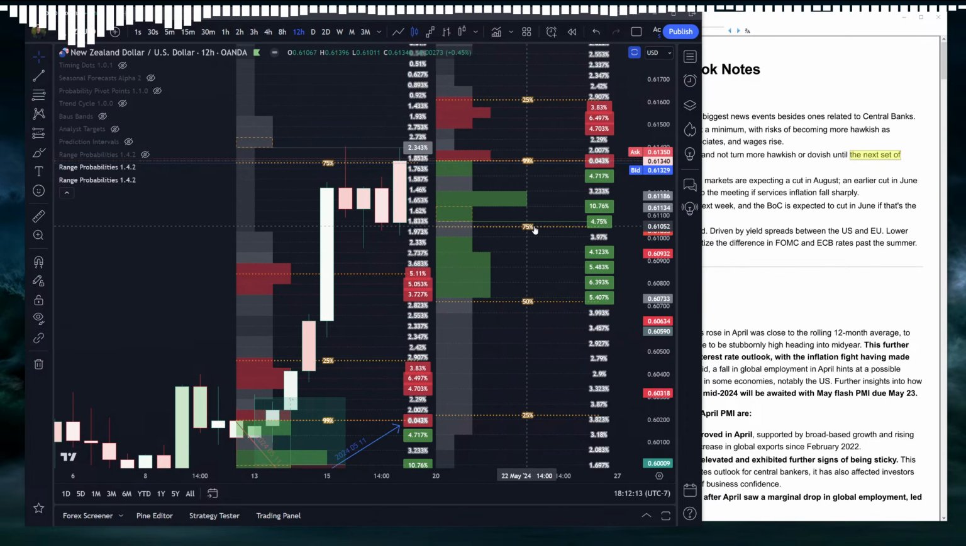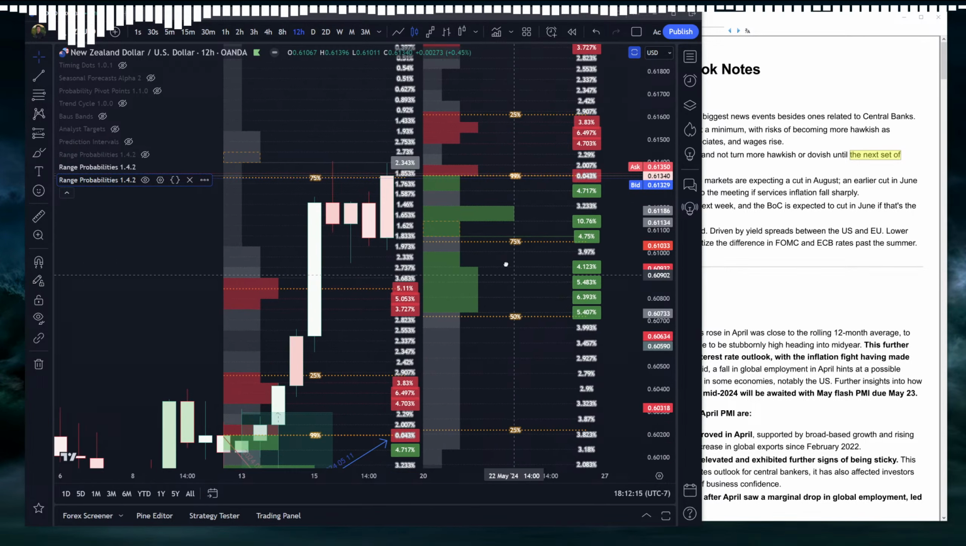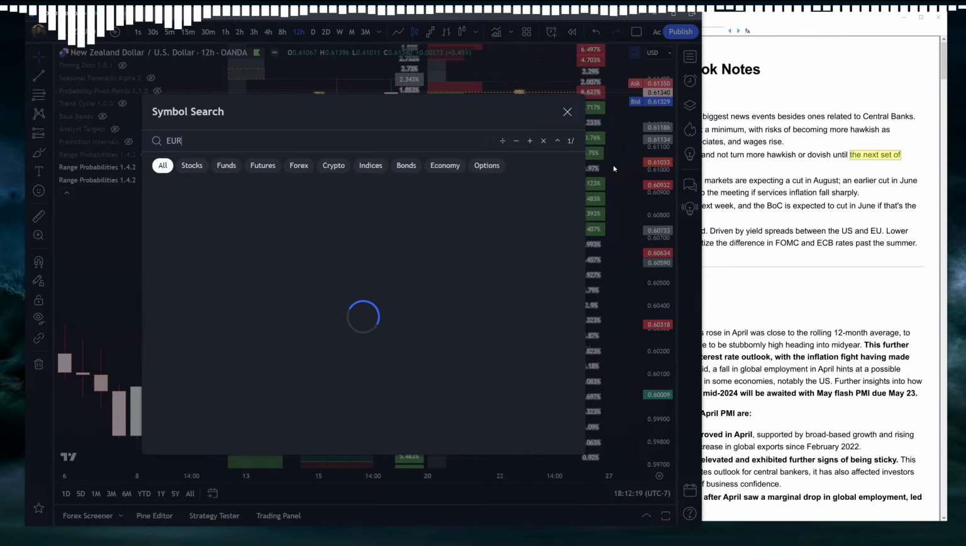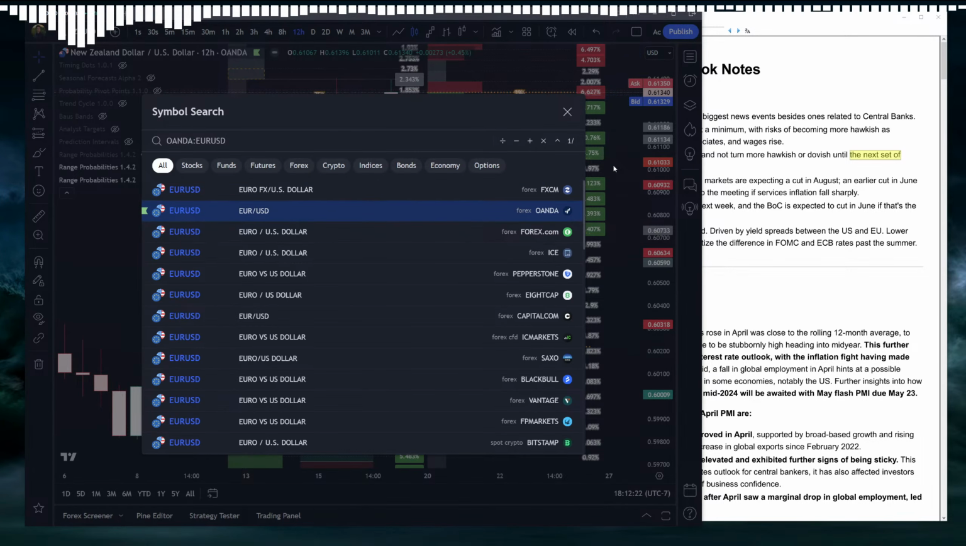We do have some other economic events to check out here, but I'm just going to review this stuff real quick. Eurodollar, I was on this one. Worked out pretty well for me.